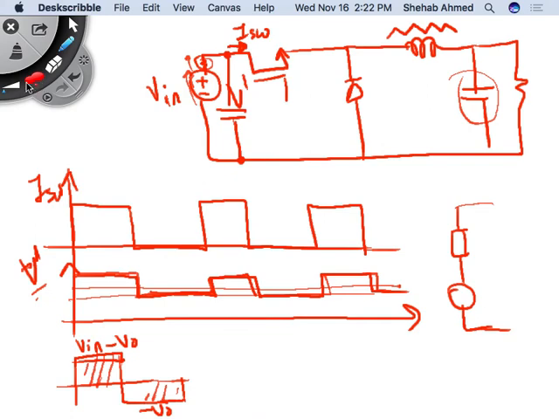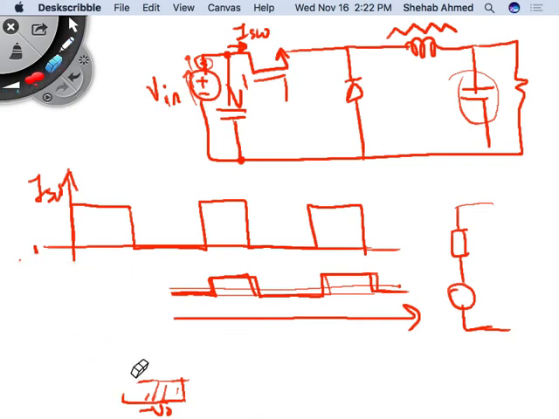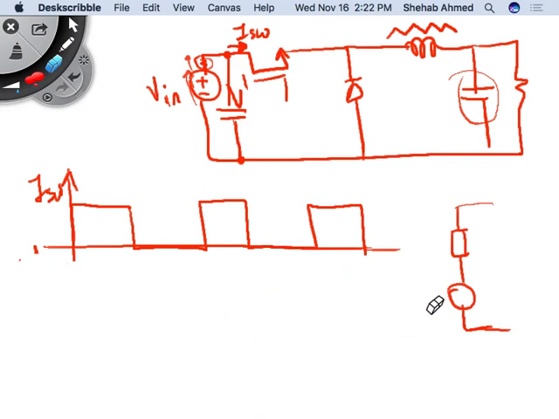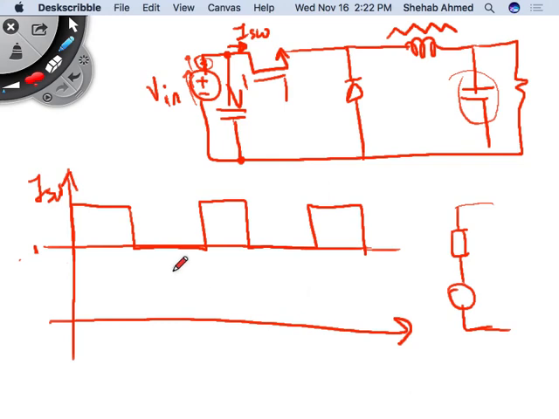But this switch current now, is it an AC component? Or is it a DC component? Or does it have bits and pieces of both? What is this? This is AC or DC? This is AC plus DC. Right? It has an average value and it has harmonics. So it's an AC plus a DC. So this current here is an AC plus DC value.